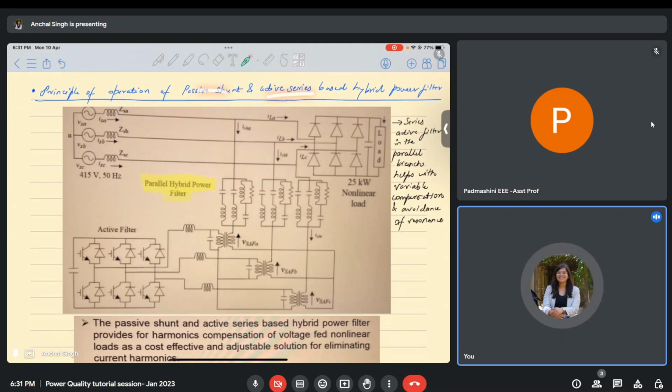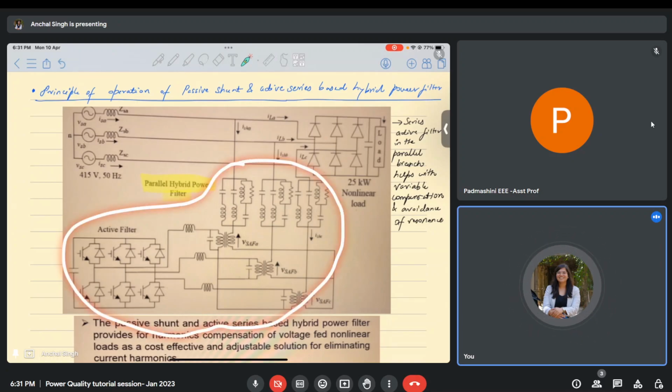So here what is happening is you are connecting shunt passive filters, and then in series with the shunt branch you have active filters. The sizing of this active filter is 5 to 10% of the overall size. The advantage here is that if you replace all of this with just one active filter, then the cost will be very high.